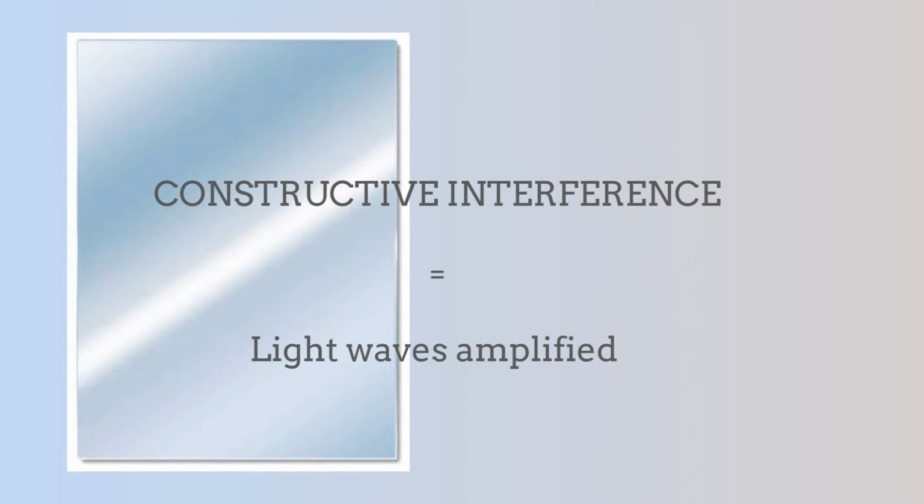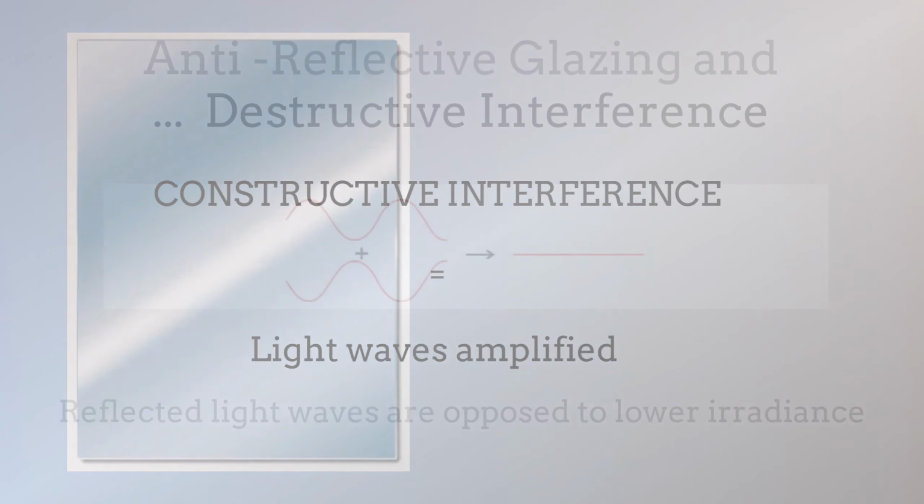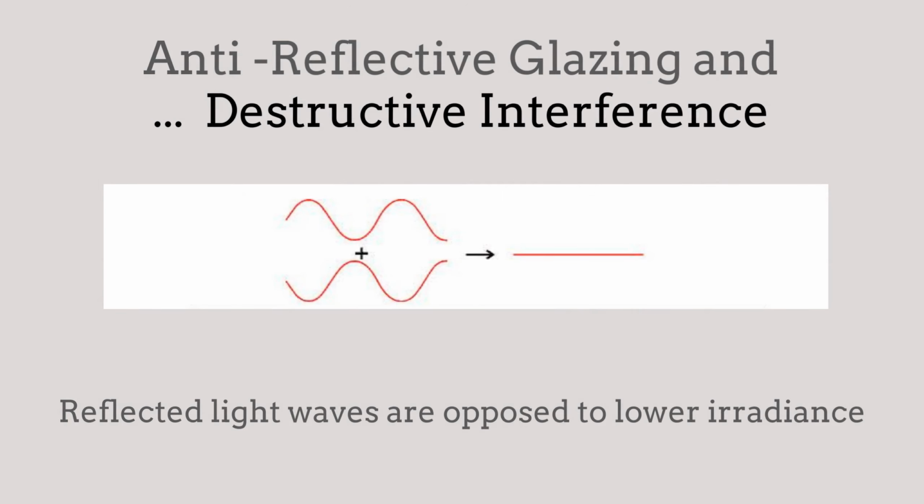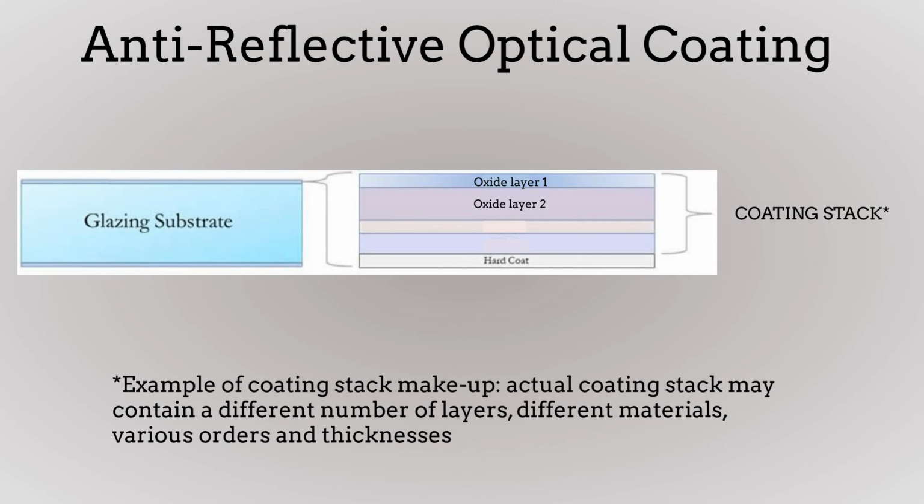On the other hand, anti-reflective glazing relies on the wonderful phenomenon of destructive interference. Instead of merging light waves to amplify reflection, reflected light waves are opposed in order to lower irradiance. By adding a permanent transparent coating to the surface of the glazing, frequencies of reflected light are successively targeted to generate waves which combine to cancel each other out. This is quite a feat of engineering.